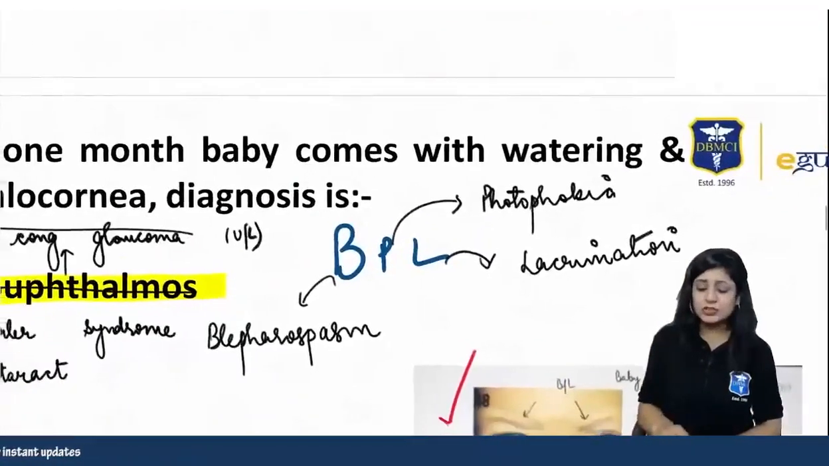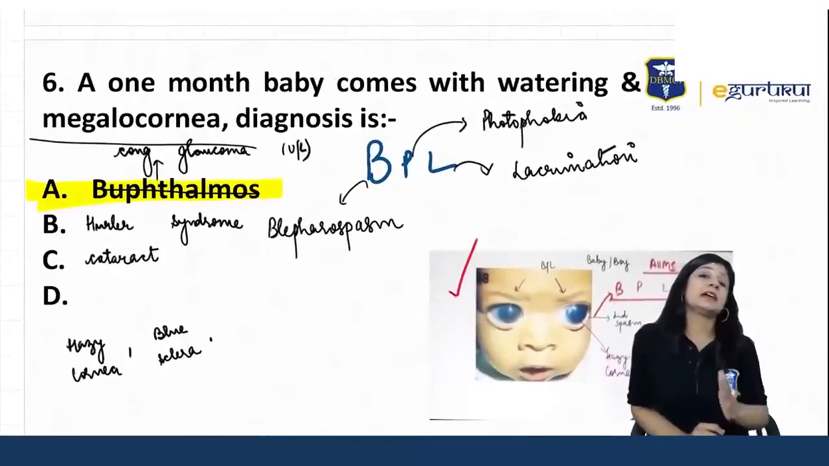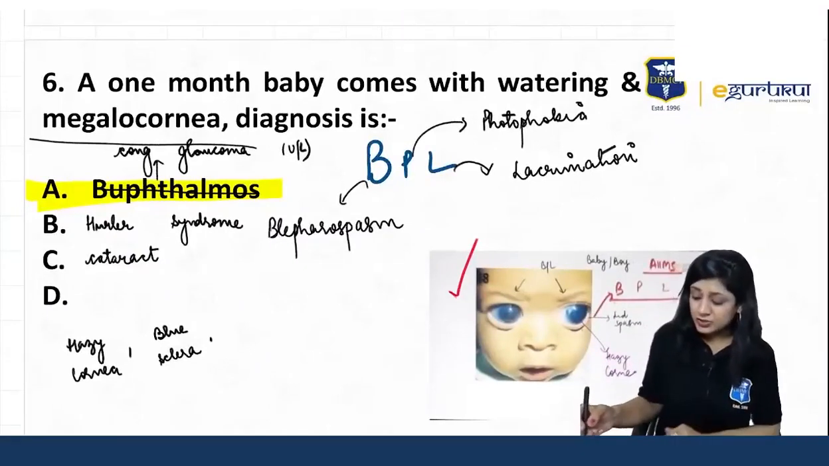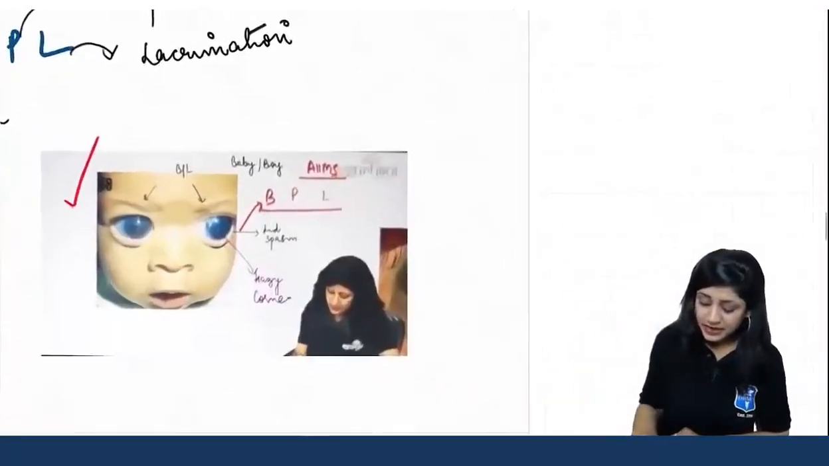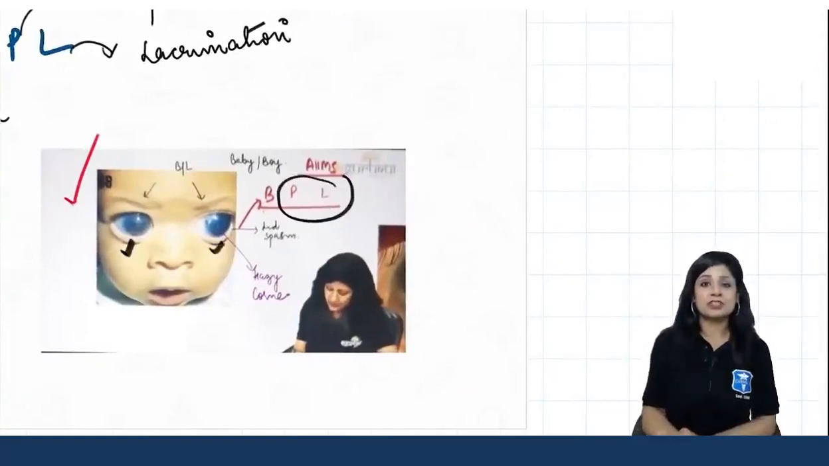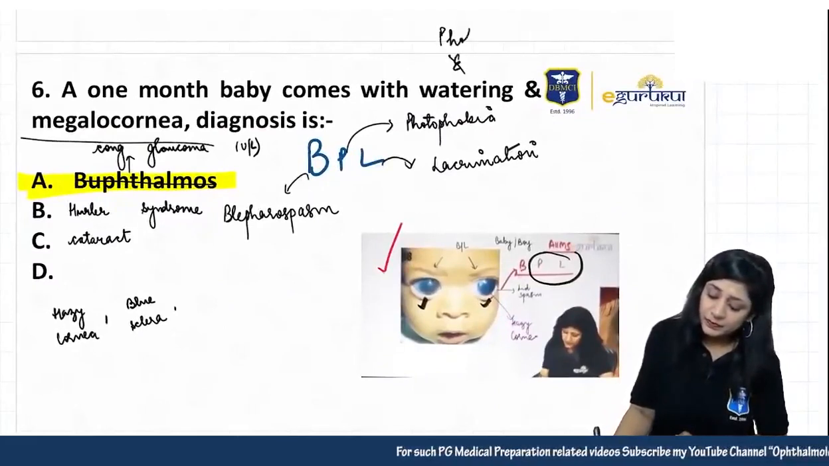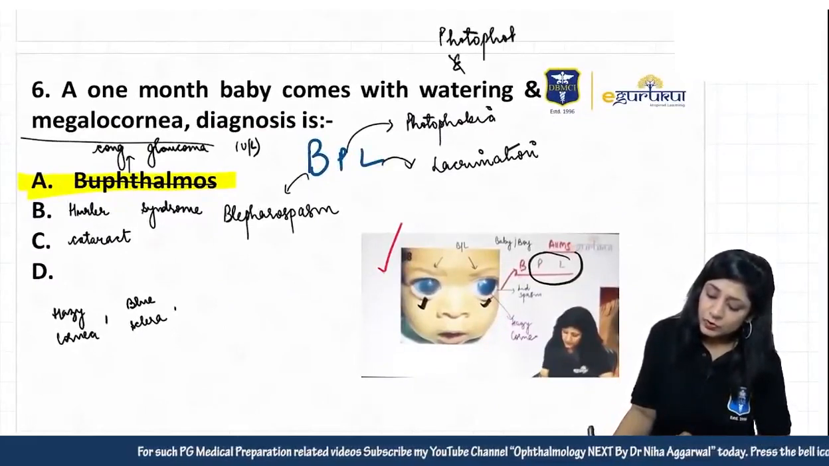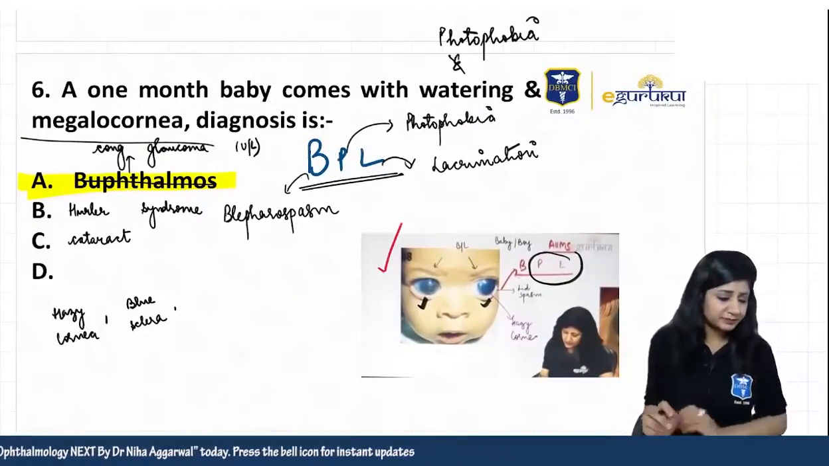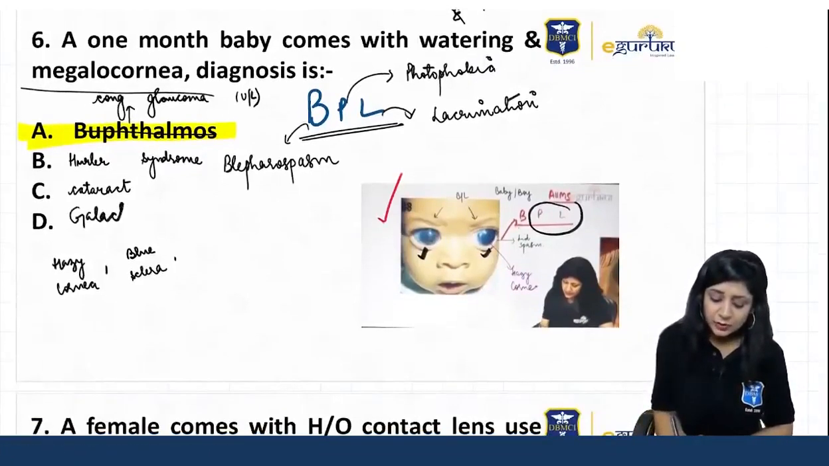Photophobia and lacrimation. Then it is the exact question that I gave you in your discussion paper and the TND paper. A 1 month baby coming with watering and photophobia, and I always tell you that they come with photophobia, lacrimation and lid spasm. You can see it in the image. It became the same. Then it is watering and photophobia. So they have given 2 things out of this BPL card. Megalocornea, did they give? Galactosemia. Was galactosemia one of the options?